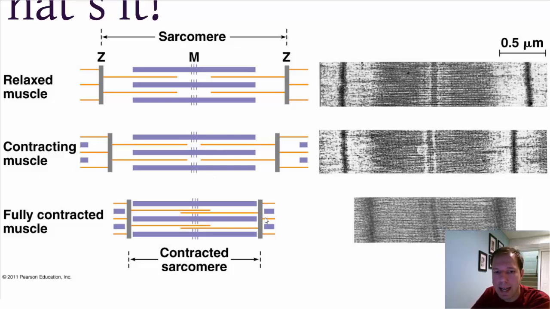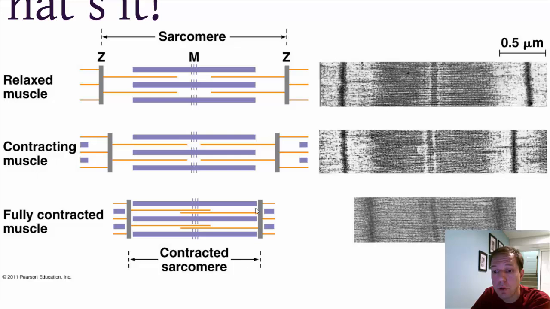So you have a simultaneous pulling of the actin towards the center of the sarcomere. And the end result of that is that you can see those Z-bands on the far left and right of the sarcomere. Now the distance between those has shortened. And so the contraction is going to be the shortening of the muscle as the myosin is pulling simultaneously two actin filaments towards the center of the sarcomere.